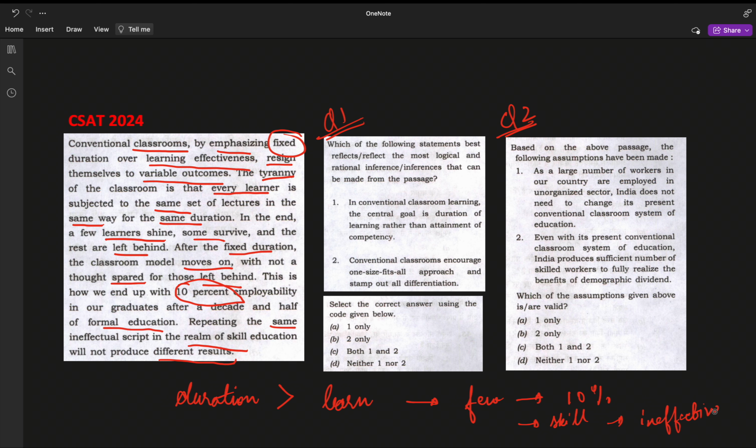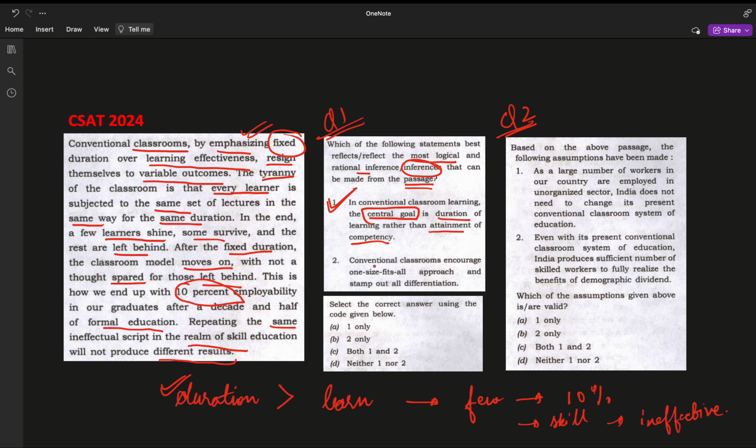All right, let's directly move to the question and see what the passage asks. Which of the following statements best reflects the most logical and rational inference that can be made from the passage? All right, point number one. In conventional classroom learning, the central goal is the duration of learning rather than attainment of competency. Yes, it has been said in the very first line that duration has been given more emphasis. So, this is what can be inferred.